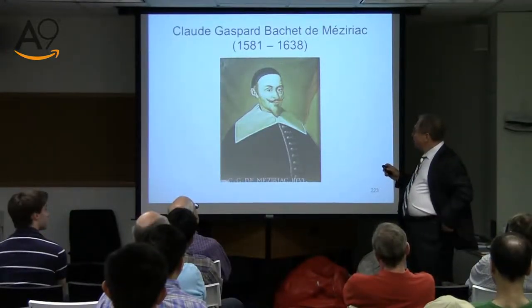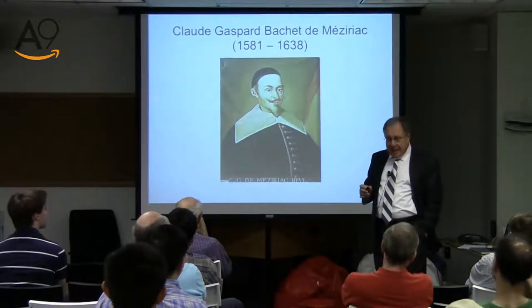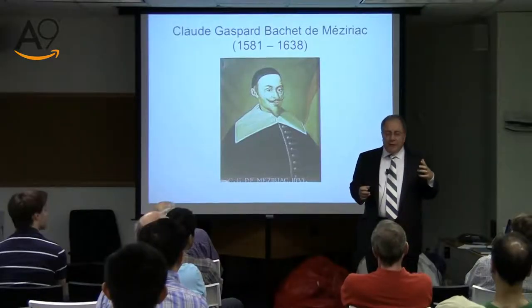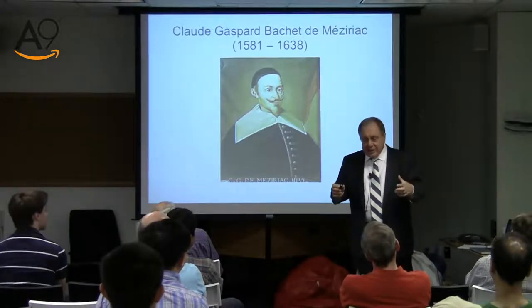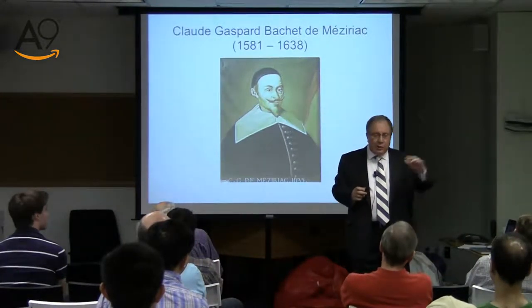In any case, this fellow Bachet is a great classical scholar, but he's also, being a Renaissance man, you know the term, interested in all kinds of things. Therefore, he also wants to know mathematics. And of course, he wants to know Greek mathematics. And people by that time had already translated Euclid and commented on Euclid. So that's old hat. It was done 20 years ago.